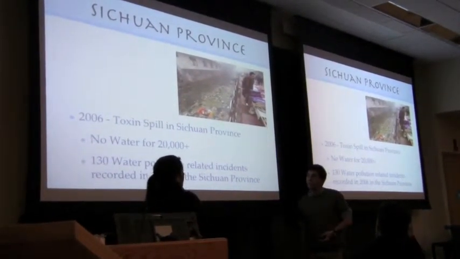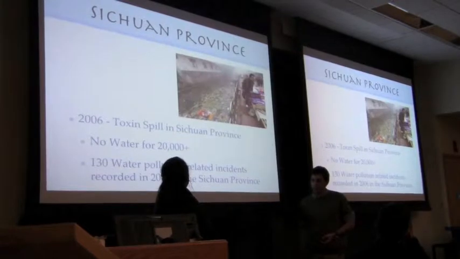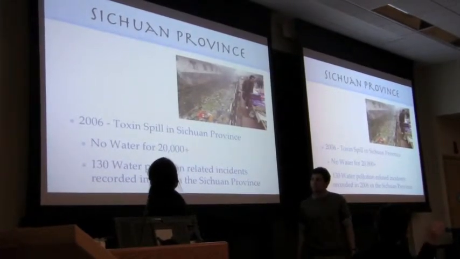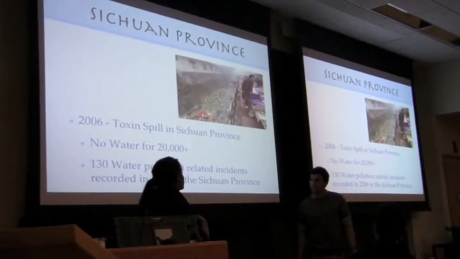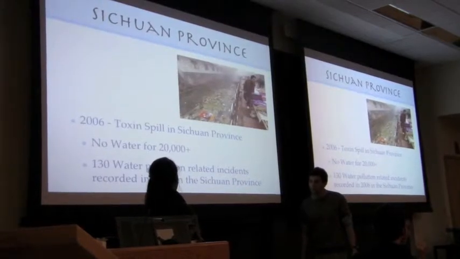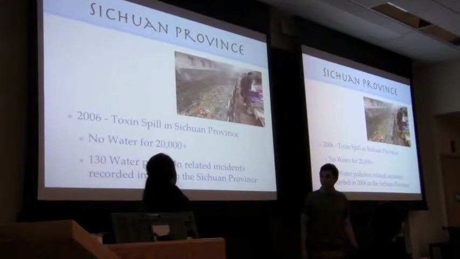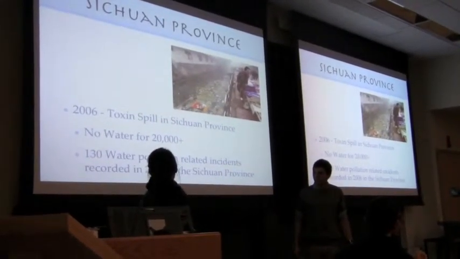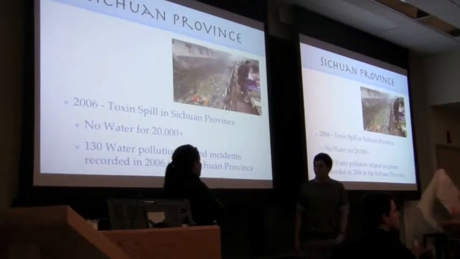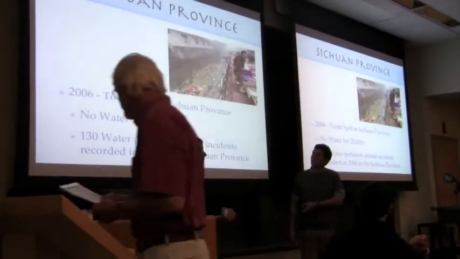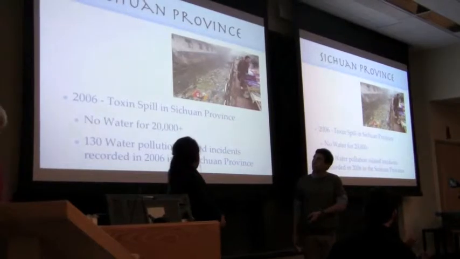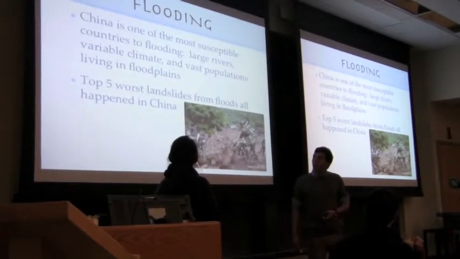Also, just another example of disaster was another toxin spill in 2006. For a few years there, they had a considerable amount of water pollution-related incidents, especially in the Sichuan province, surrounding a lot of the factories and industrial areas.